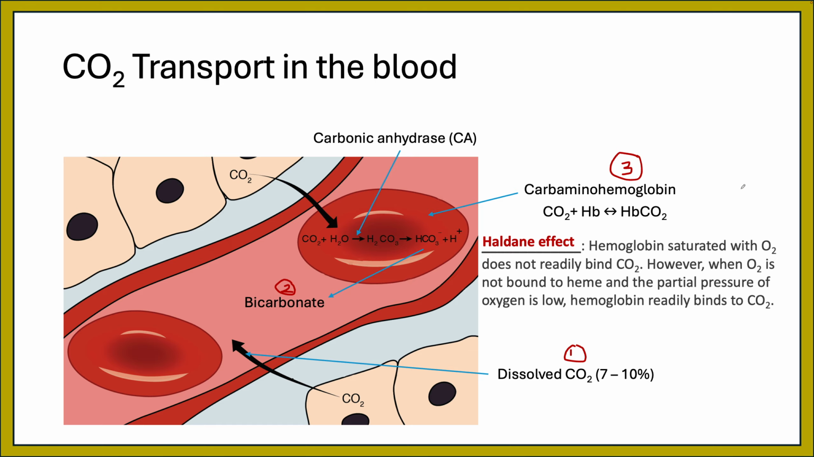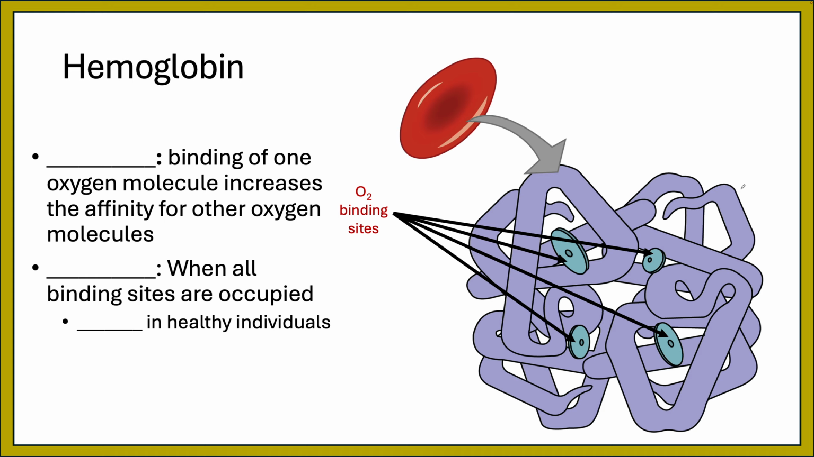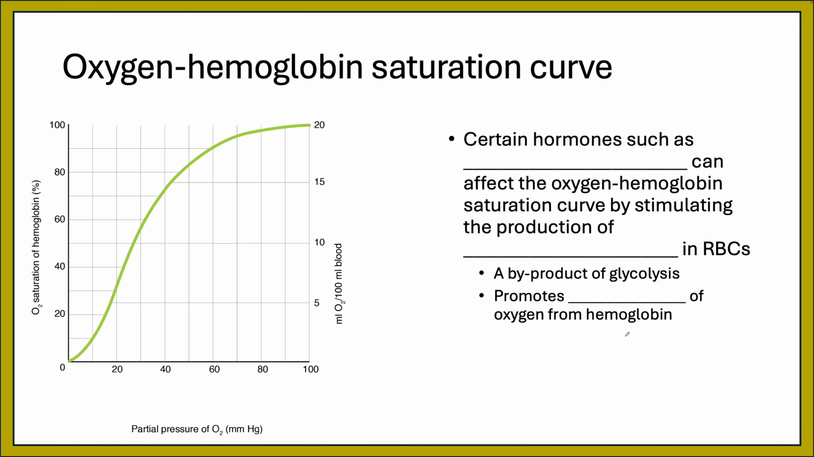carbaminohemoglobin. If we look at hemoglobin, we see that it has four binding sites for oxygen. Each of those is going to be a heme group that you have in there. Hemoglobin shows cooperativity. Binding of one O2 molecule at one of these sites is going to increase the affinity for oxygen at the other sites, so that you have positive cooperativity going on. Saturation, or when all the binding sites are occupied, is going to be close to 100% in healthy individuals.